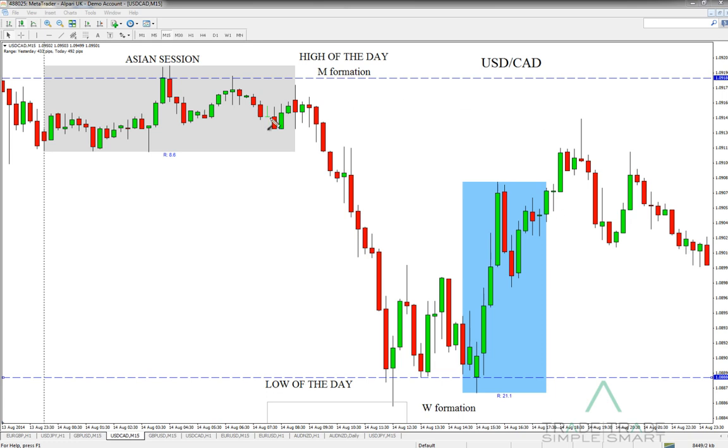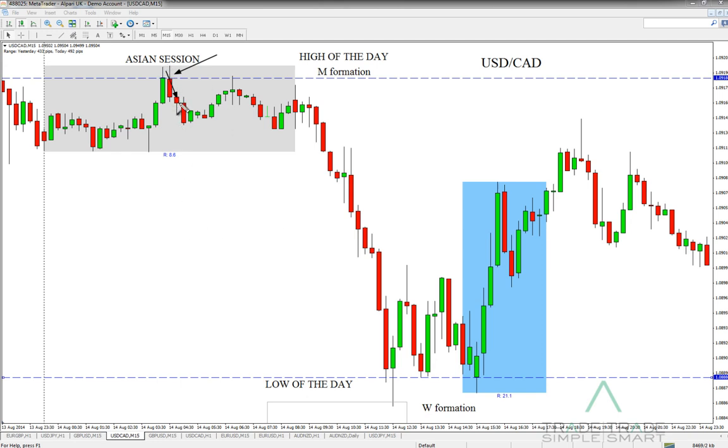Now, look at the price behavior which takes place around the high. We see the M formation. The M formation, which is a classic characteristic of the high, and also the W in terms of the low of the day, takes place at the high of the day. And this is simply to induce traders into the wrong side of the market. So we have a break of the session highs, inducing traders into the wrong side of the market.